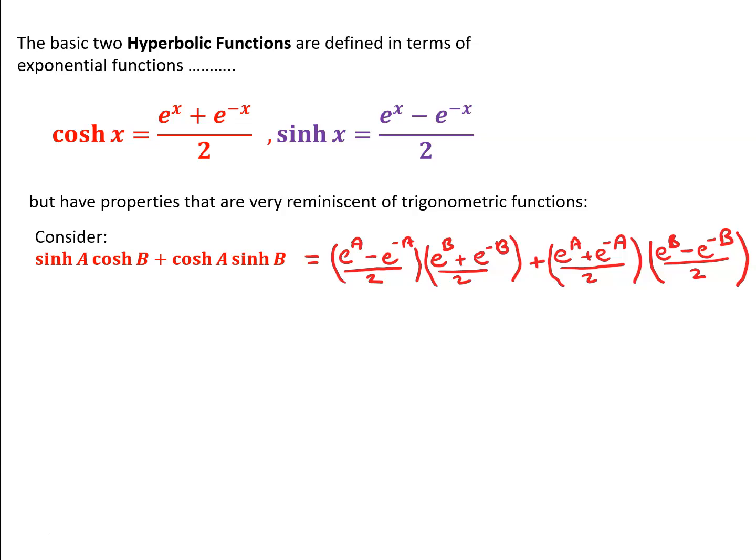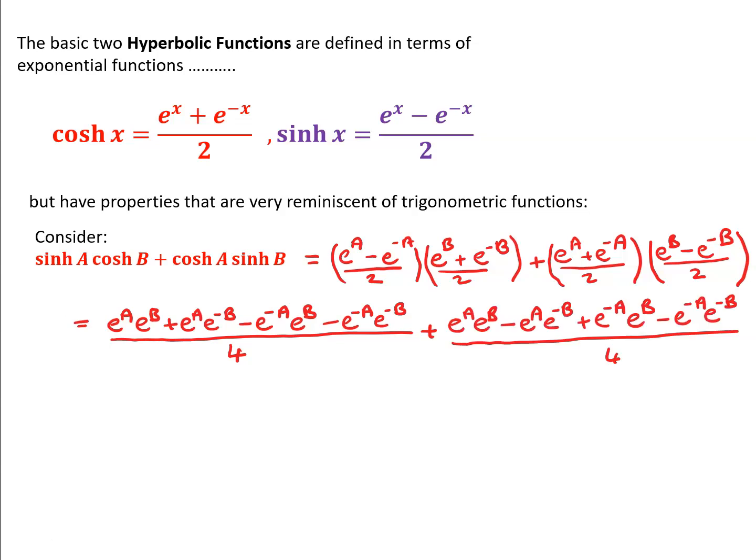If we expand the two brackets that we've got, the first double bracket expands out to give me e to the a times e to the b plus e to the a e to the minus b minus e to the minus a e to the b minus e to the minus a e to the minus b all over 4. Whilst the second double bracket expands out to give me e to the a e to the b minus e to the a e to the minus b plus e to the minus a e to the b minus e to the minus a e to the minus b all over 4.